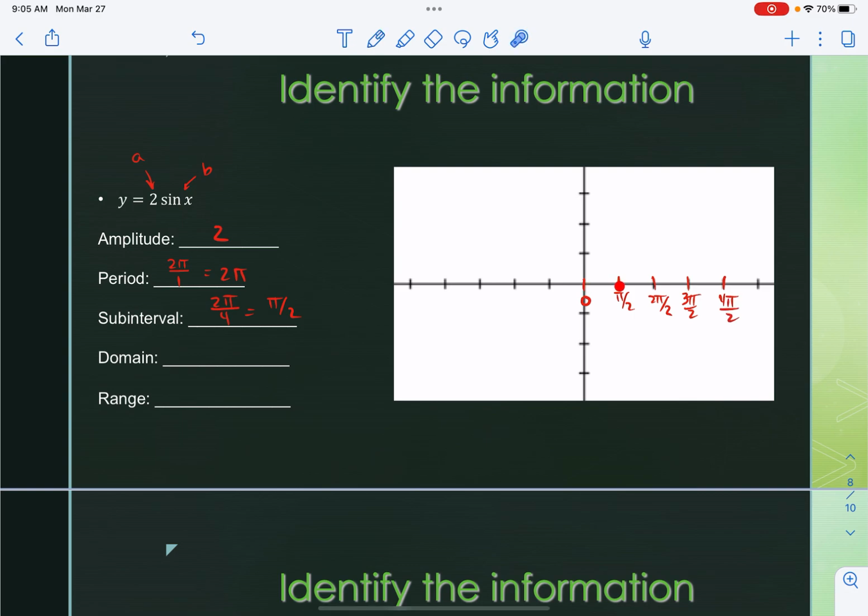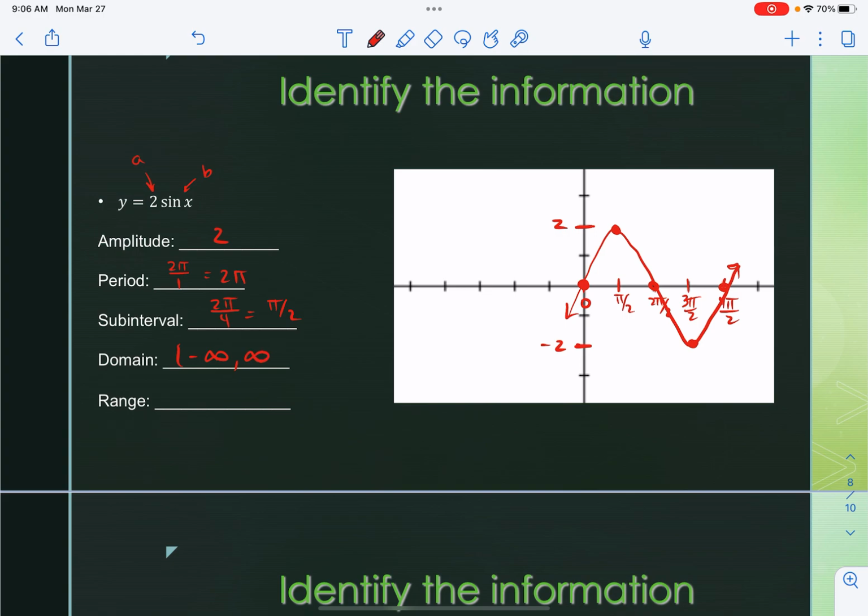Notice we have 1, 2, 3, 4, 5 tick marks. Now this time it's going to go as high as 2 and as low as negative 2, because that was the amplitude. We're going to start at 0. This is an oscillating graph, so it's going to go up, down, down, and then back up. And notice here, there's our graph. And again, it's going to continue. We're just doing one full period, so negative infinity to infinity. But this time the range is from negative 2 to 2, because it's going to go as high as 2, but as low as negative 2.